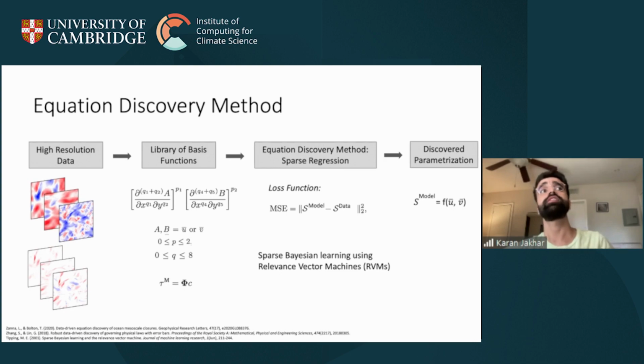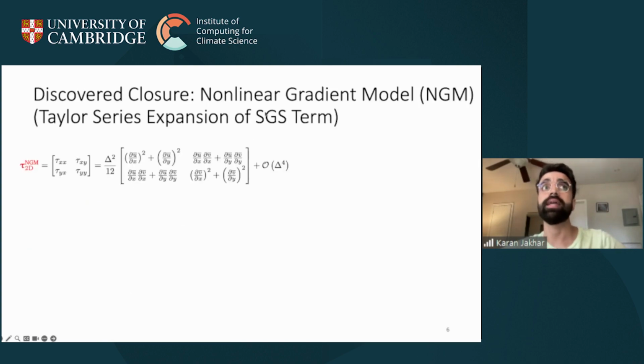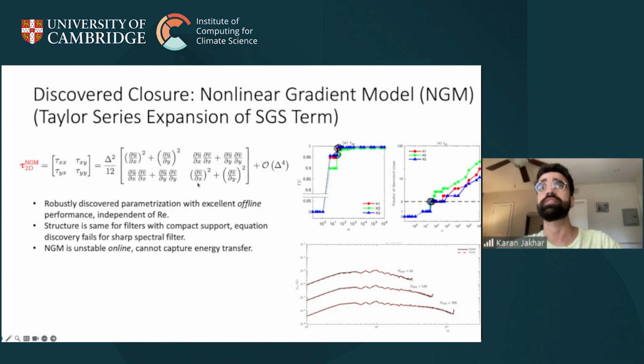And I did this process for different Reynolds numbers and different forcings for the two-dimensional turbulence. And every time I ended up with the same model. This model has been known in physics, and it's called the gradient model. This model can also be obtained by the Taylor series expansion of the subgrid-scale term. So for all the cases, I ended up discovering this model, and this model has excellent offline performance, irrespective of the Reynolds number we are using.